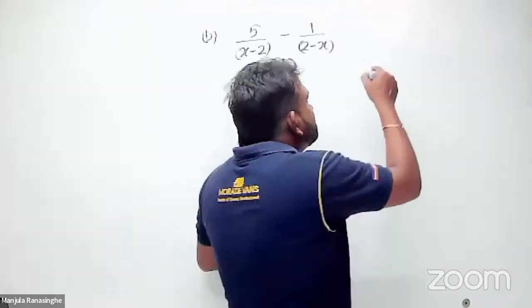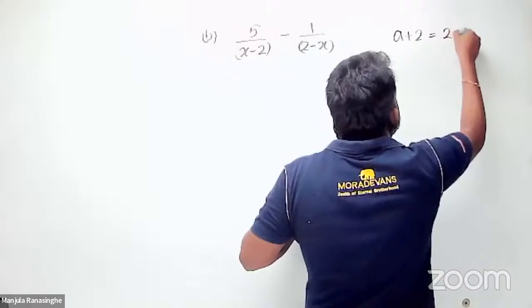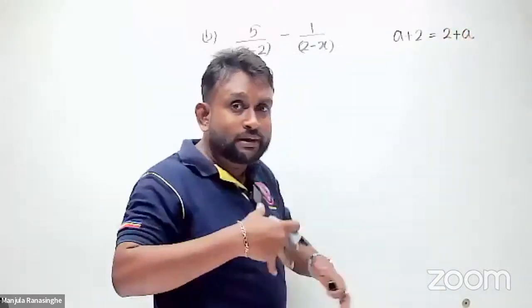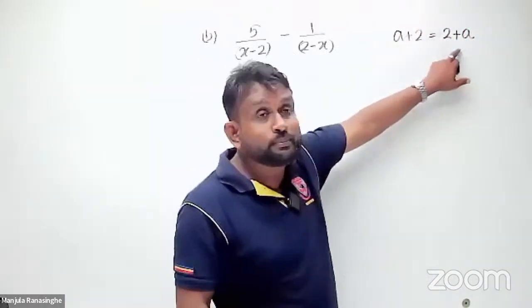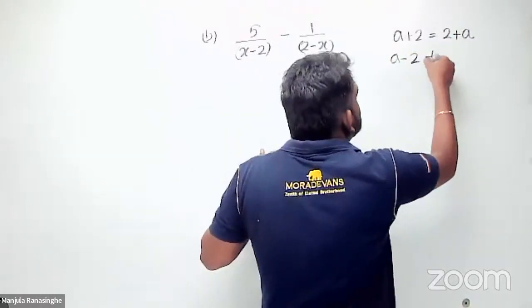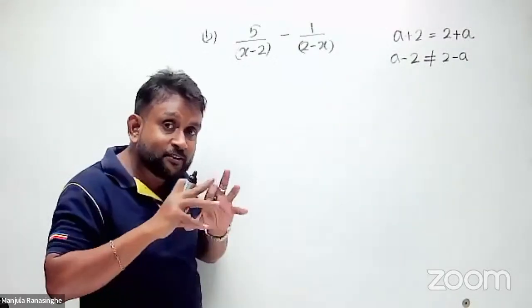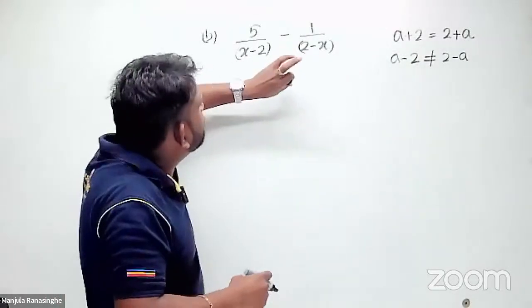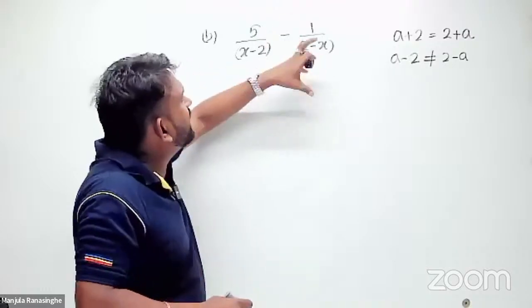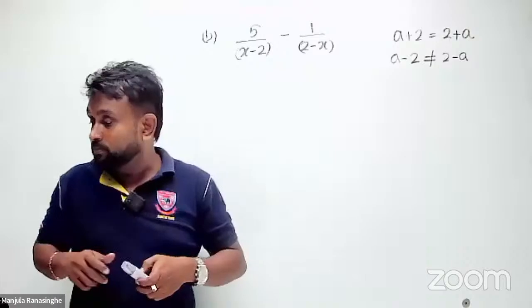In maths, this is okay. a plus 2 is exactly equal to 2 plus a, right? In A level maths also we learn a plus 2 is similar to 2 plus a, but a minus 2 is not the same as 2 minus a, right? The answers differ, but we can make them equal, like x minus 2.